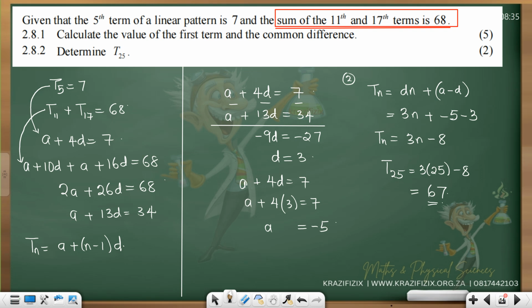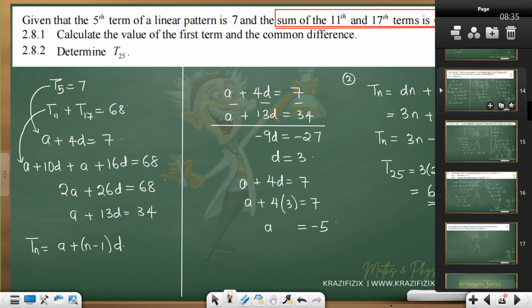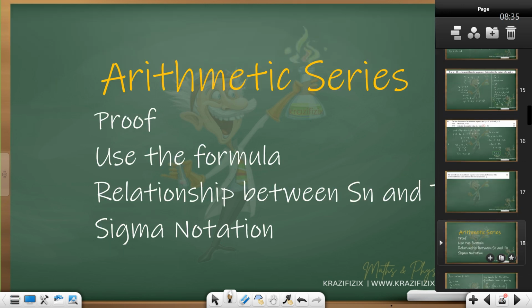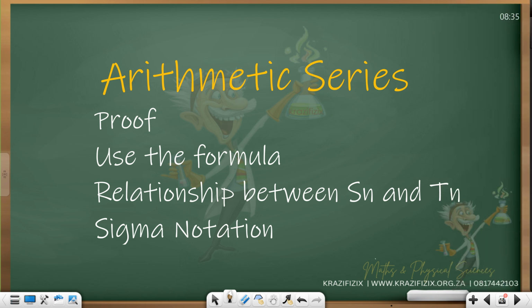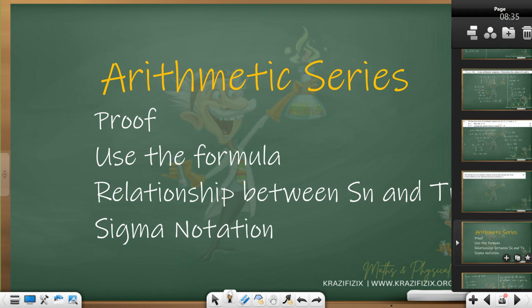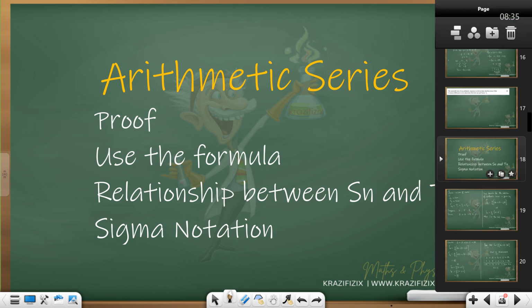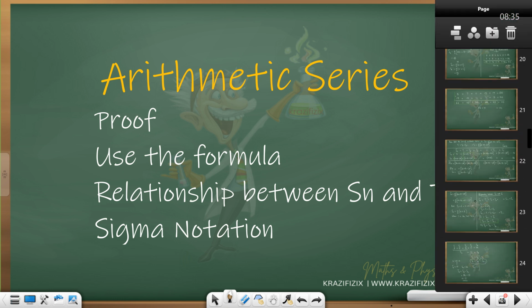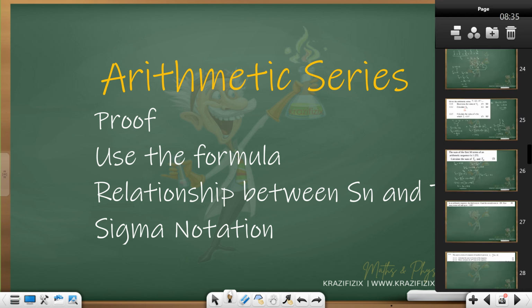Then we came to the grade 12 part, which was the series part of the work. We said we have a formula which we learned how to prove. I hope you guys practice, and please learn to prove that formula. We applied it. I had about 2 questions that I gave you.